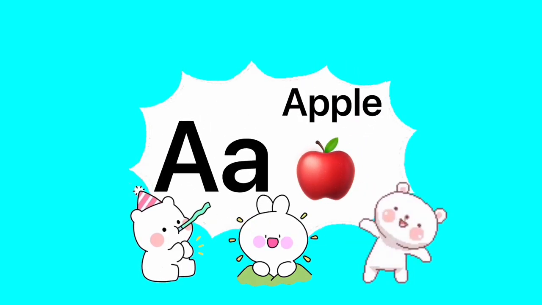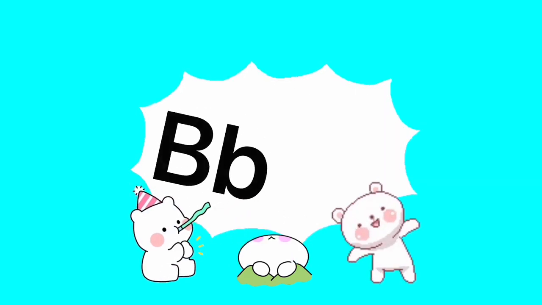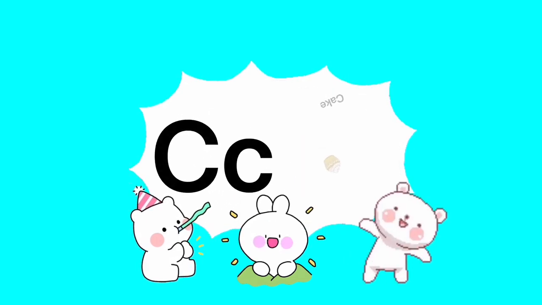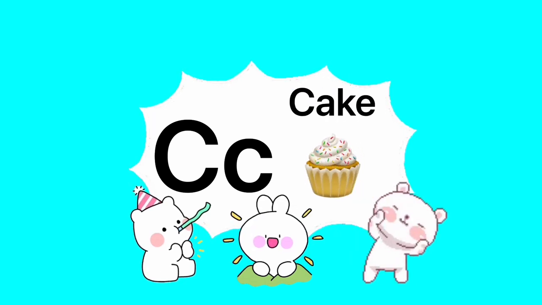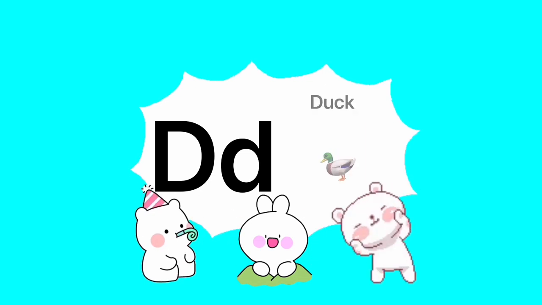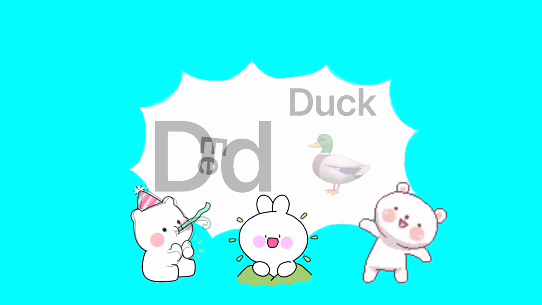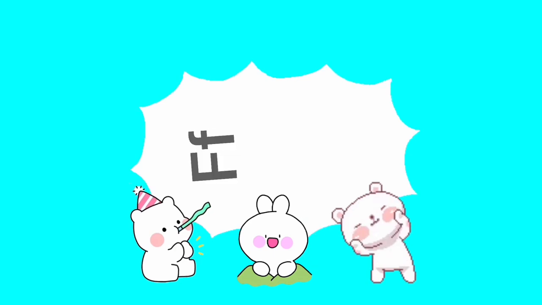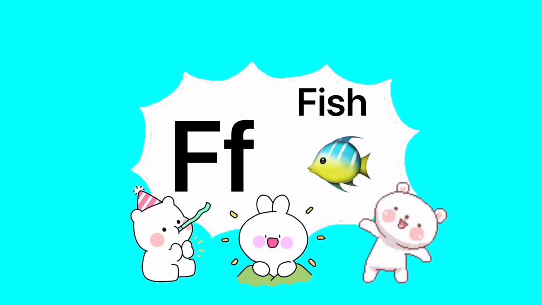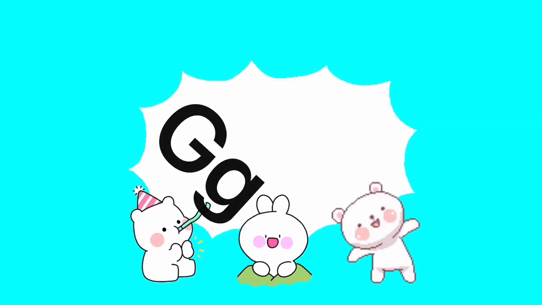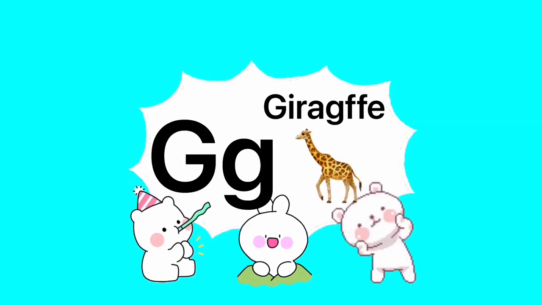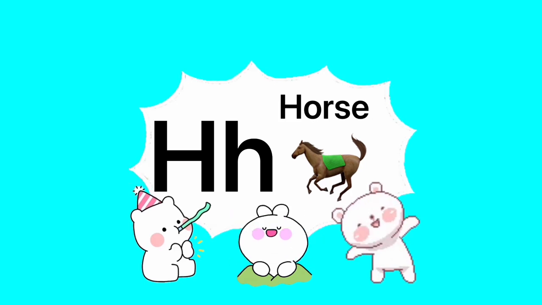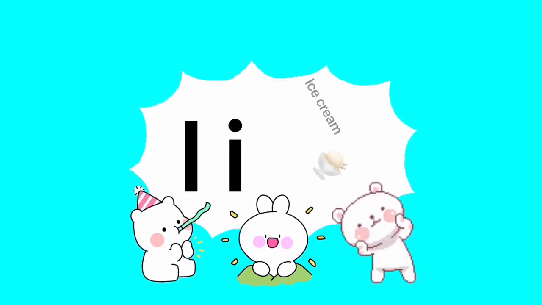A is for apple. B is for bee. C is for cake. D is for duck. E is for egg. F is for fish. G is for giraffe. H is for horse. I is for ice cream.